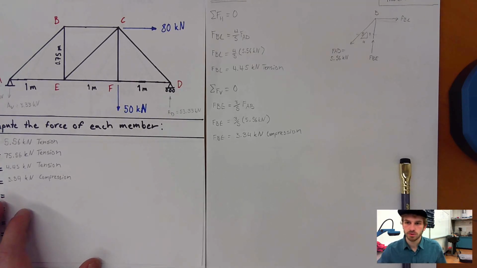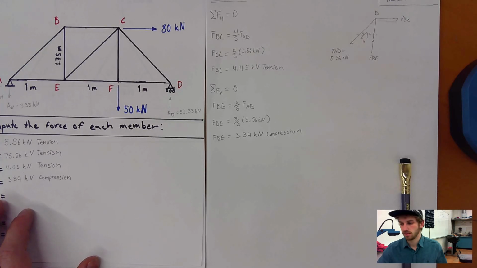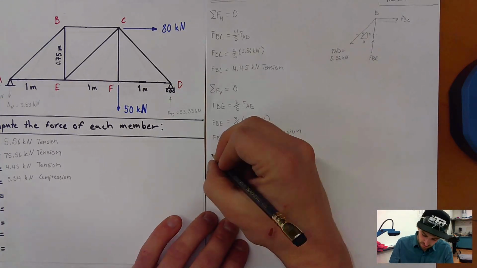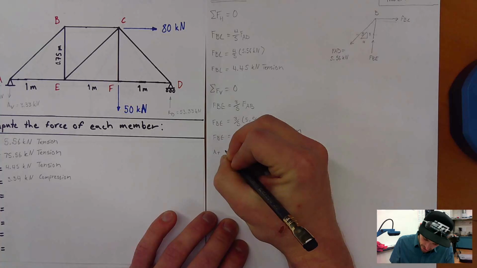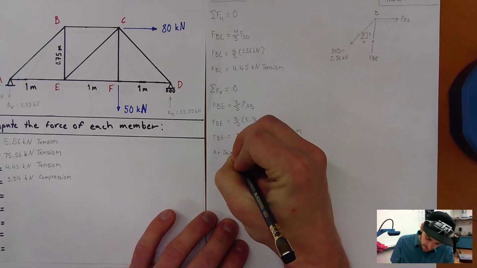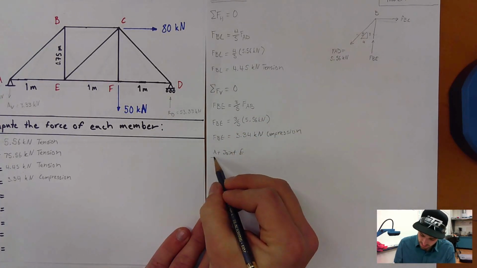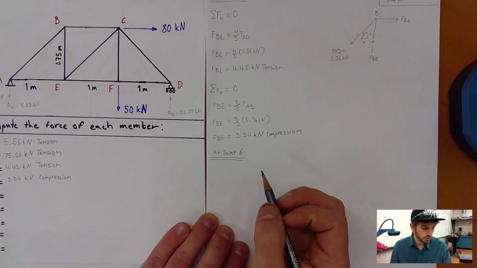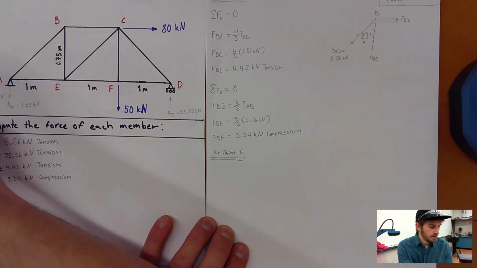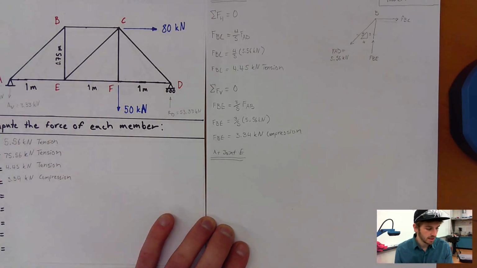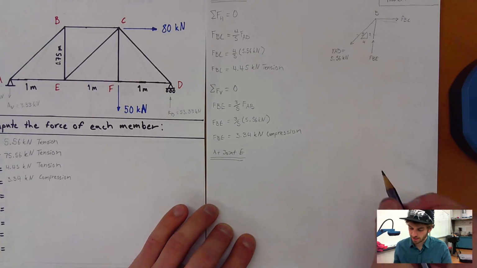Why don't we do, I don't know, we've done A, we've done B. Let's do joint E next. We'll see if we could fit this on this page. At joint E, give it some underlines there. Okay. So, you know I like my little drawings. Let's do a little drawing.